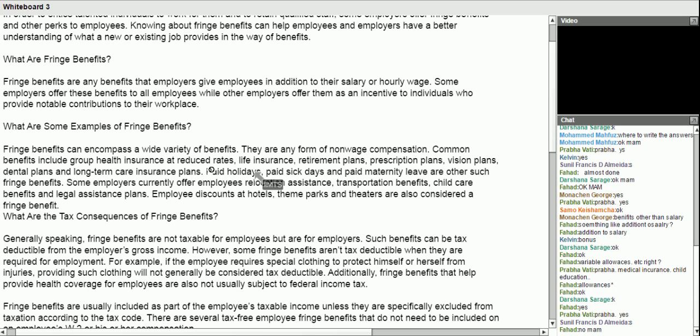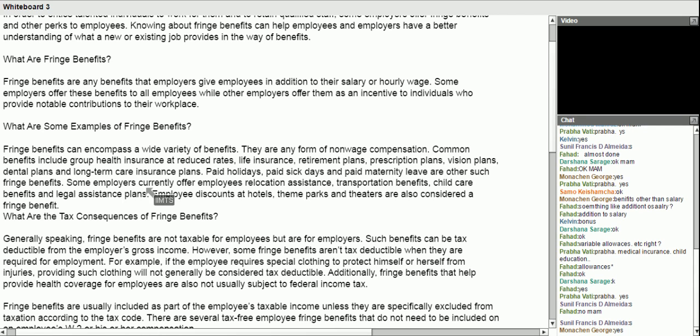Okay? Paid holidays you get from companies sometimes, paid sick days, and paid maternity leave are other examples of fringe benefits. So if a lady is pregnant and she is getting a paid maternity leave for 3 months, that would be included under her fringe benefit. Clear, everyone? Is it clear?